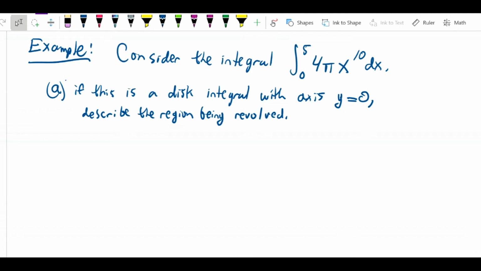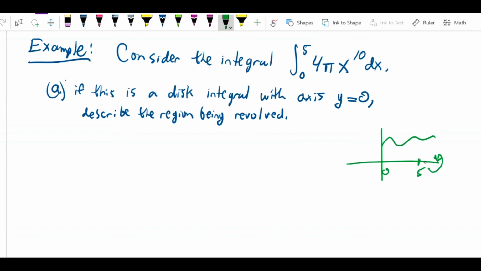Okay, for the next problem, we want to consider the integral from 0 to 5 of 4 pi x to the 10th dx. So if this is a disk integral with the axis y equals 0, let's describe the region that's being revolved. In other words, we're taking some function and revolving it around the x-axis on the interval 0 to 5, so the question is, what function is this?